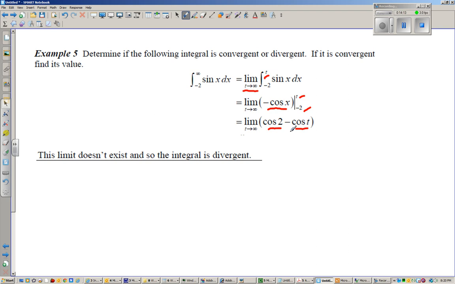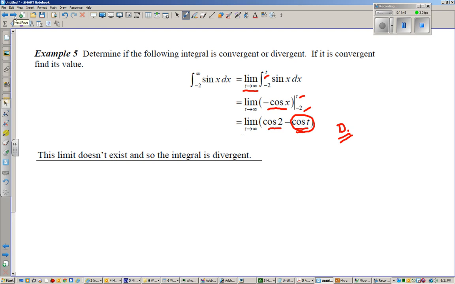As t goes to infinity, this part never settles down. It doesn't go towards a target, right? It keeps going between 1 and negative 1 forever. Therefore, we would say this is divergent. It doesn't exist. Therefore, the limit cannot be solved. There is no value that it's converging to.